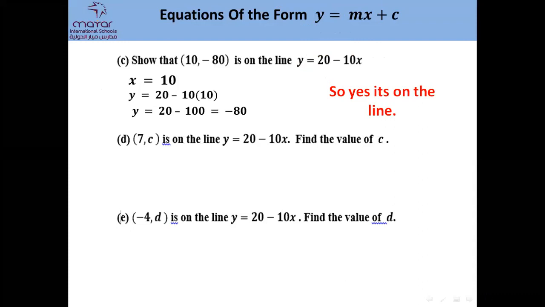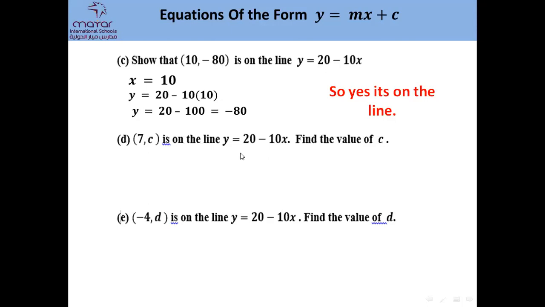There's Nada. Hi, Nada. Hi, Miss. Do part D. (7, C) is on the line y equals 20 minus 10x. Find the value of C. So we're just going to substitute x with 7. So 20 minus 10, which is 10, and 10 times 7 is 70. So C equals 70.